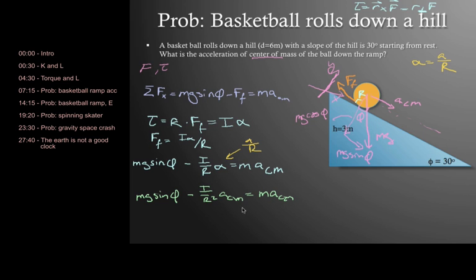So now I'd like to get all these accelerations onto one side. So A center of mass, and I'm going to have my m here, and then now this is going to be plus. I'm bringing this I over R squared term over.